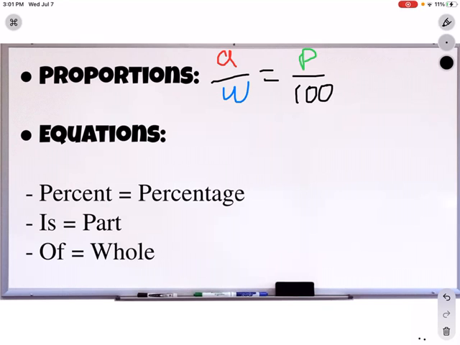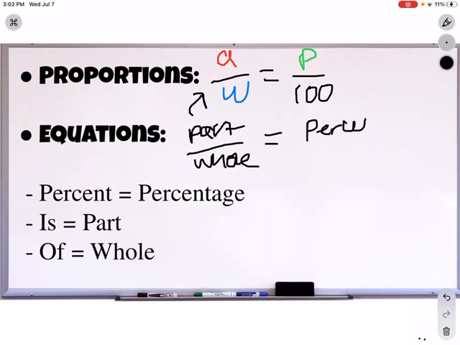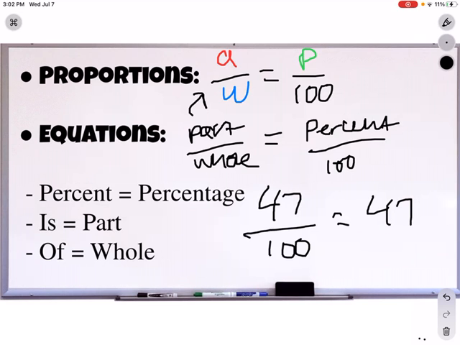A over W is part over a whole, which is equal to the percent over 100. And you would put over 100 because whenever you are writing a percent in fraction form, you would write it as the number over 100. For example, you would do 47 over 100, which is equivalent to 47%.